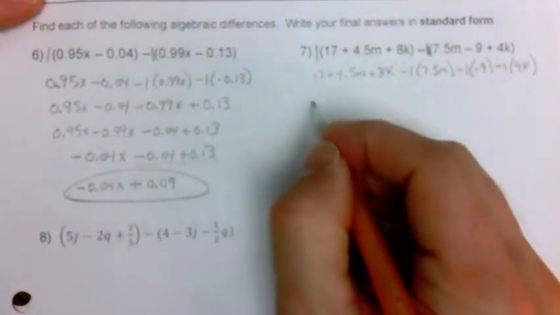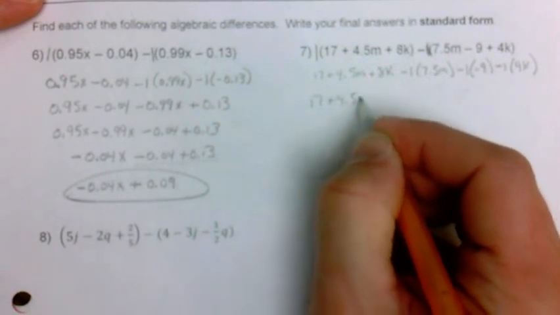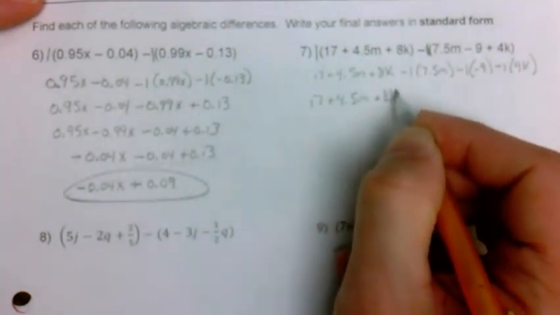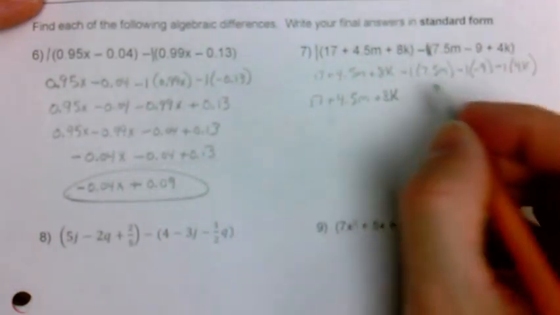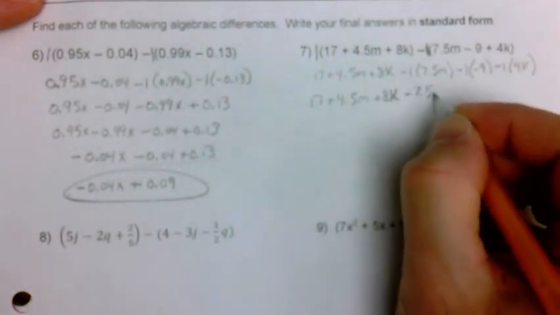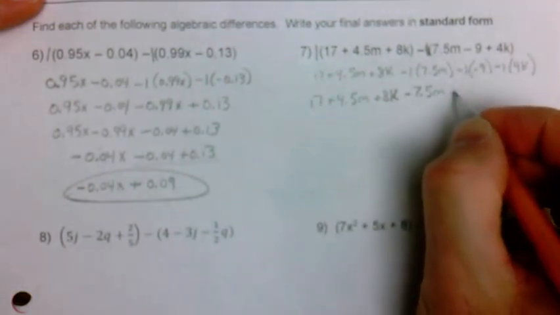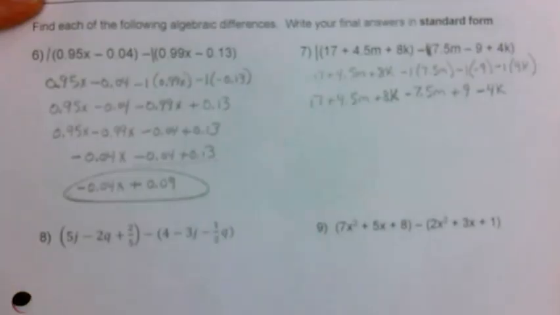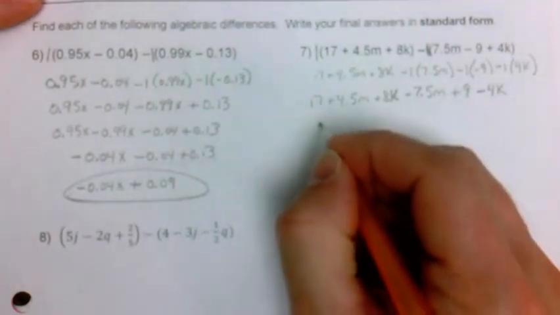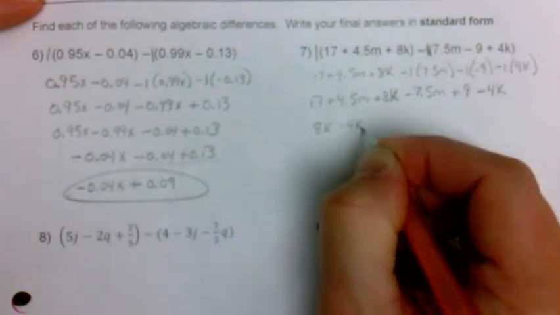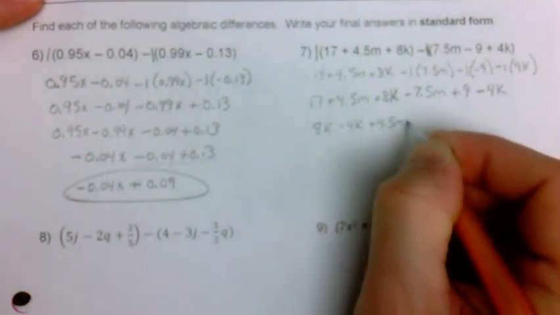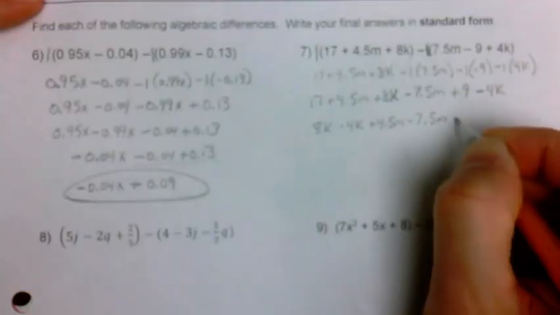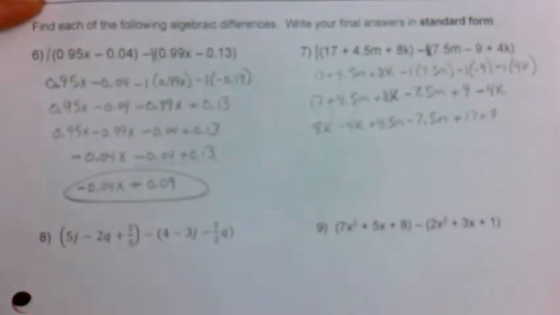All right, so we still have 17 plus 4.5m plus 8k. And now -1 times 7.5m is minus 7.5m. -1 times -9 is +9. -1 times 4k is minus 4k. Rearrange your terms alphabetically with the variable. K comes first. 8k minus 4k plus 4.5m minus 7.5m plus 17 plus 9 for our constants at the end. Now we'll combine our similar terms.